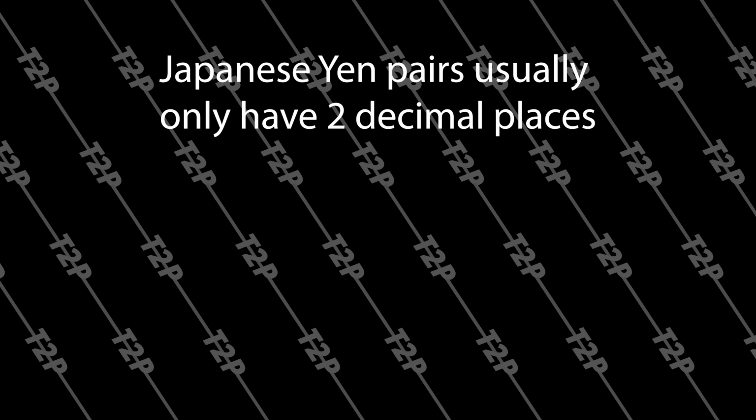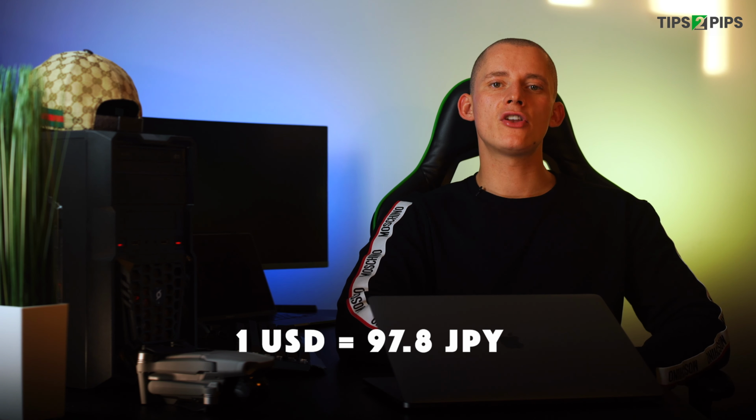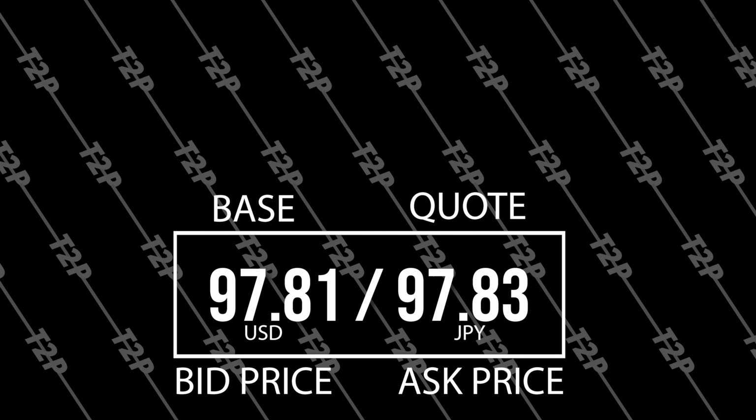The Japanese yen pairs usually only have 2 decimal places, and an example of the US dollar against the Japanese yen could be quoted as follows: 97.81 against 97.83. This tells me that 1 US dollar is equal to 97.8 Japanese yen. The bid price is 97.81 and the ask price is 97.83, resulting in a 2 pip spread.